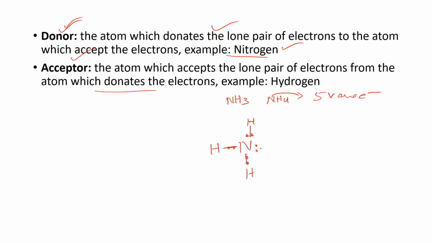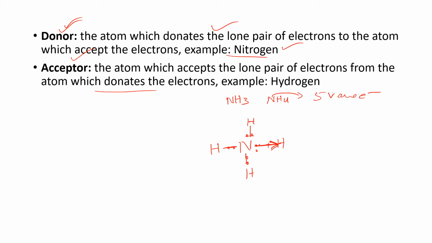This lone pair of electrons is donated to another atom, for example hydrogen. The hydrogen will come near to it, and these two lone pair electrons are shared with the hydrogen. When these two electrons are shared with the hydrogen, it leads to the formation of a bond.